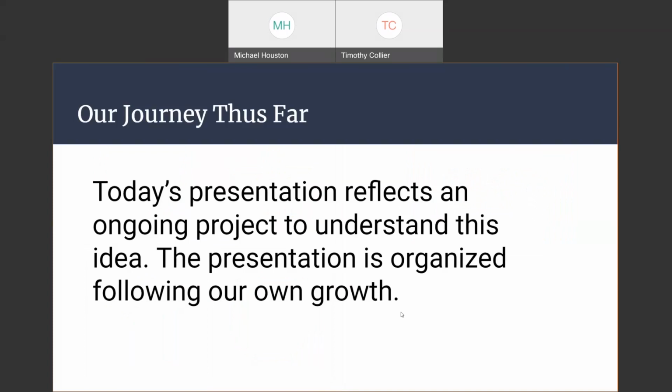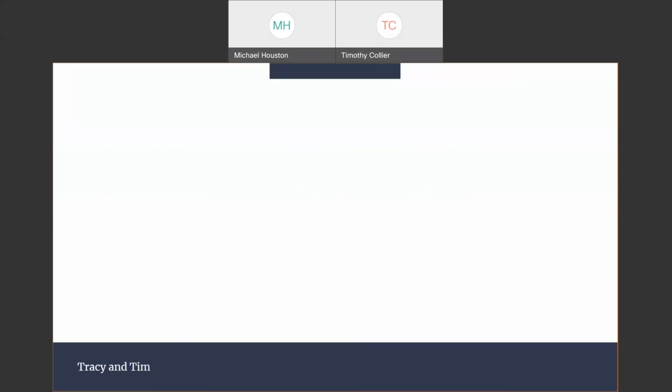Today's presentation is a reflection of the ongoing project that Tim and I have been working on for a while. This presentation is organized to follow our growth through this process. Certainly, it's going to be built around puzzle problems, and you're going to find puzzle problems sprinkled through the entirety of our presentation this evening. If you're looking for some to use, they're certainly going to be available to you.